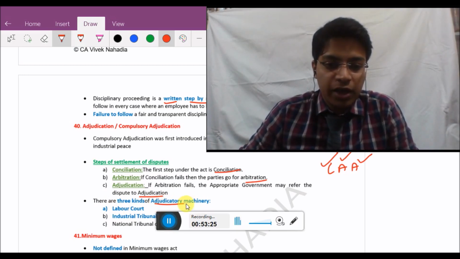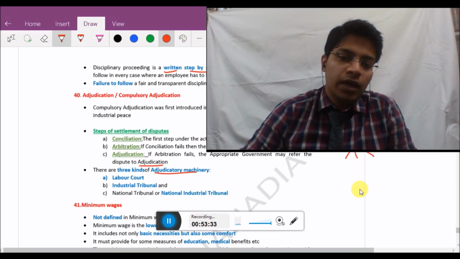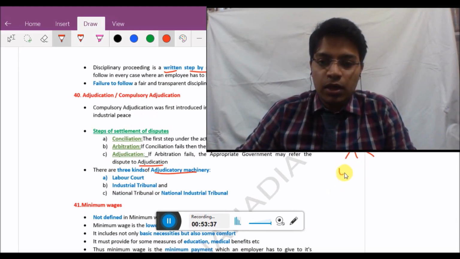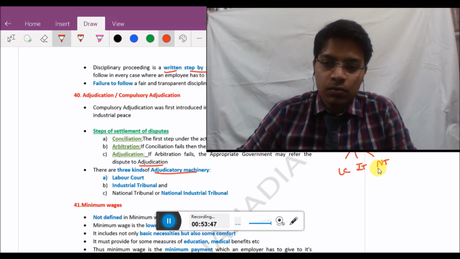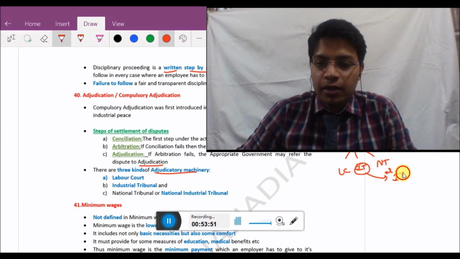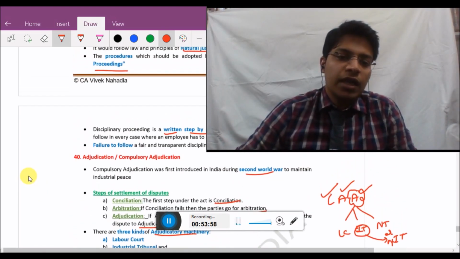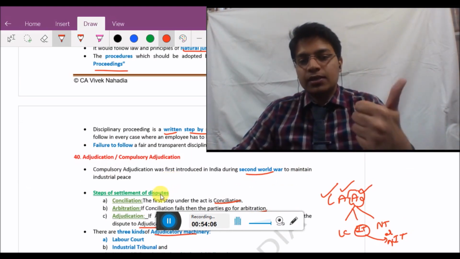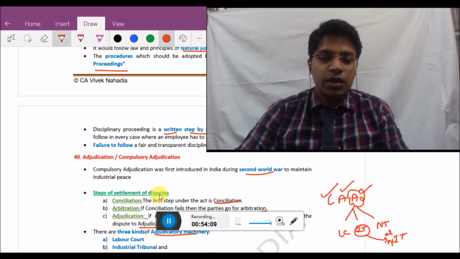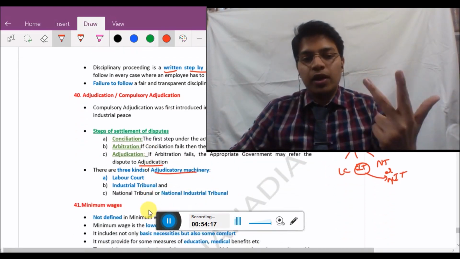There are three kinds of adjudicatory machinery: labor court, industrial tribunal, and national tribunal or national industrial tribunal. Or you can write IT like this, and NIT it comes. National Industrial Tribunal. So what is adjudication or compulsory adjudication? Compulsory adjudication was first introduced in India during the Second World War to maintain industrial peace. Steps of settlement of disputes, there are three steps: conciliation, arbitration, and then adjudication. Adjudication again has three kinds of adjudicatory machinery: labor court, industrial tribunal, and national industrial tribunal.